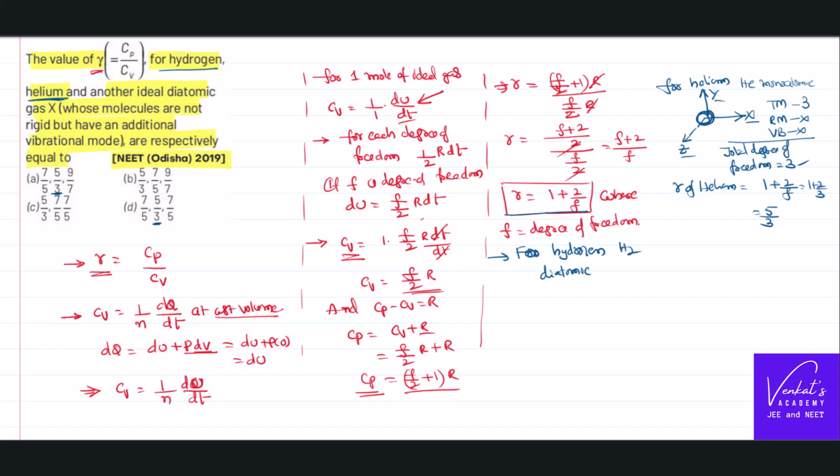So the second one that was mentioned, helium, is 5 by 3, and that is there in this option and this option. So for hydrogen, when somebody is saying 5 by 3, that's wrong. These two options are already ruled out. The remaining two options have to be worked out.